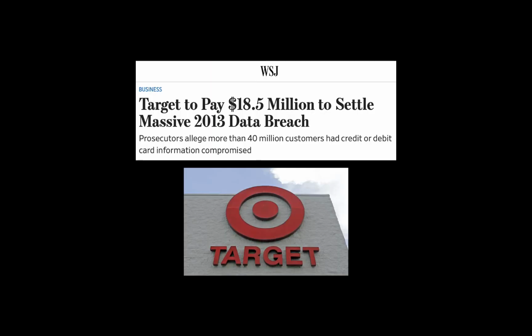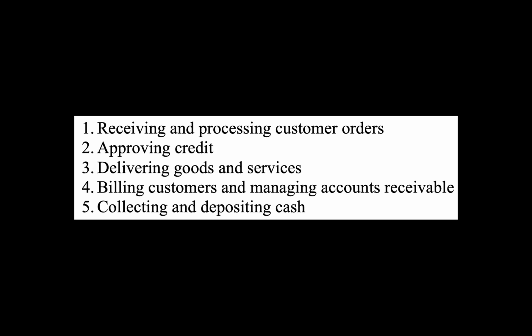Whether the company grants credit or not, it is critical for the company to protect customers' data. Improperly handling customers' information can result in a lawsuit. Target had to pay $18.5 million after it was hacked in 2013 and customers' credit and debit card information was compromised. Next, we'll cover step 3 of the revenue and collection cycle, delivering goods and services.